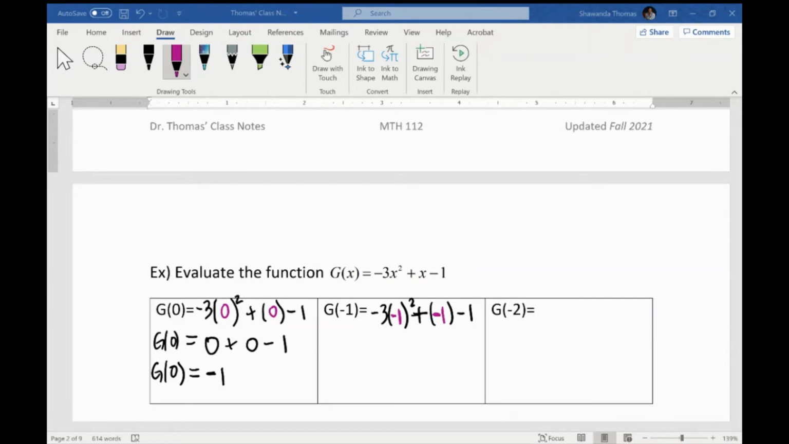Aren't you going to multiply the -3 times the -1, which would be 3, then square it? That's what people normally do and make that mistake. So anybody know what you're supposed to do first? Order of operations. We have to focus on the parentheses first.